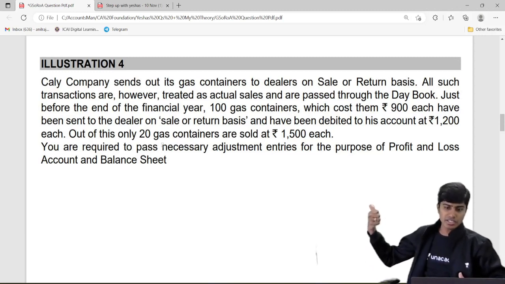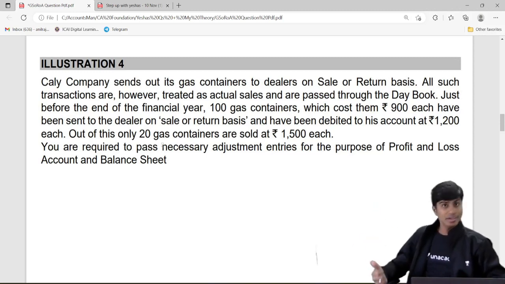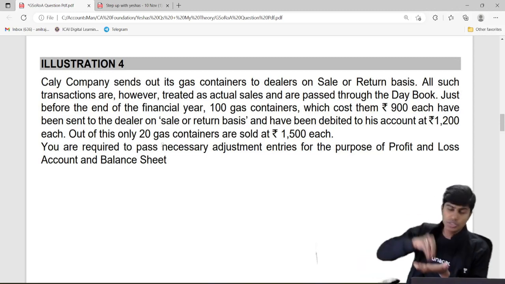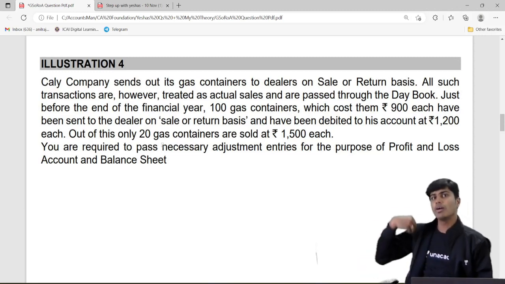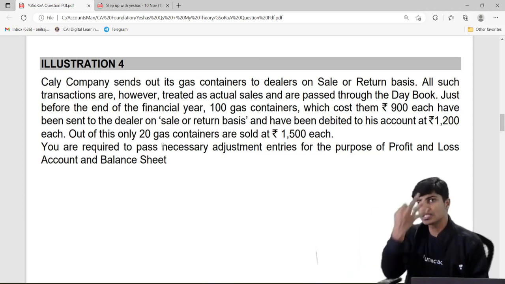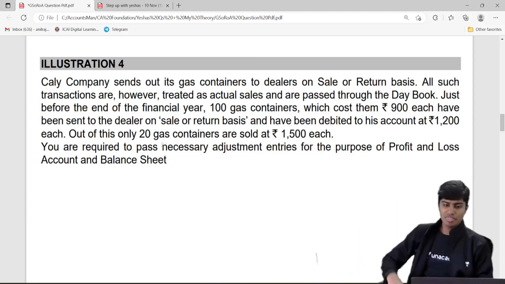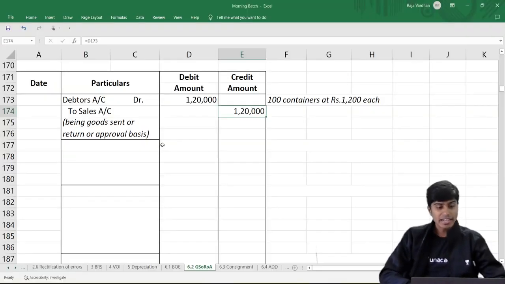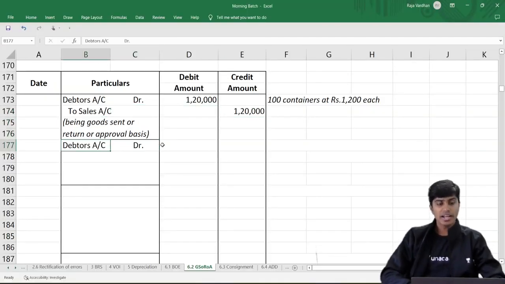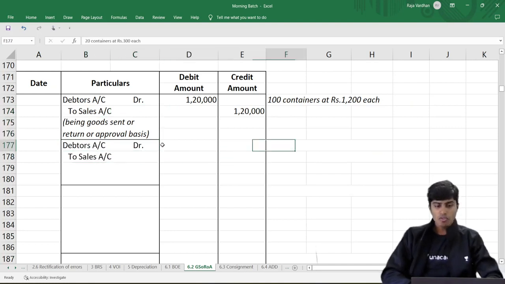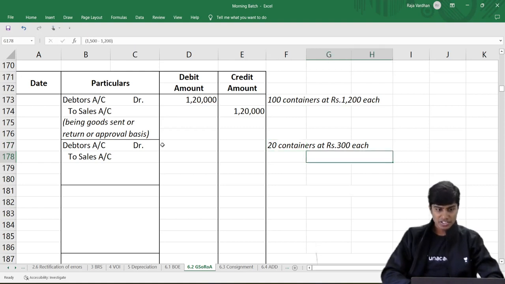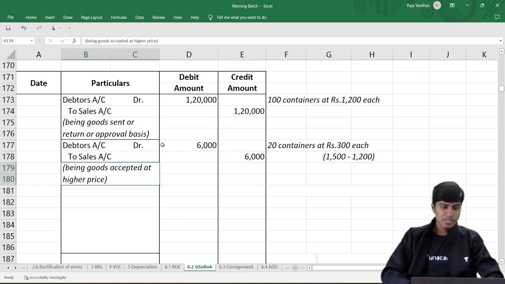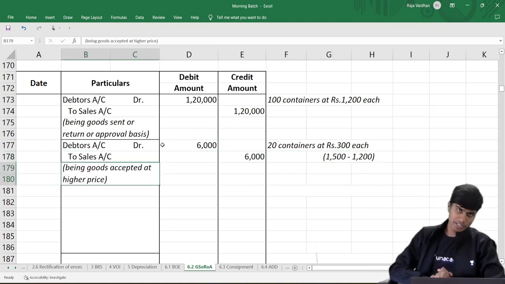Previously we recorded the sales at 1200. Now we need to record it at 1500. So already 1200 is recorded. The differential or increase in the sale value of rupees 300 has to be now accounted. 300 per container into 100 containers has to be accounted. Let us do the same now. So I will write debtors account debit to sales account for 100 containers, sorry, for 20 containers which is accepted into 300 each. That is 6000. This is being goods accepted at higher price.